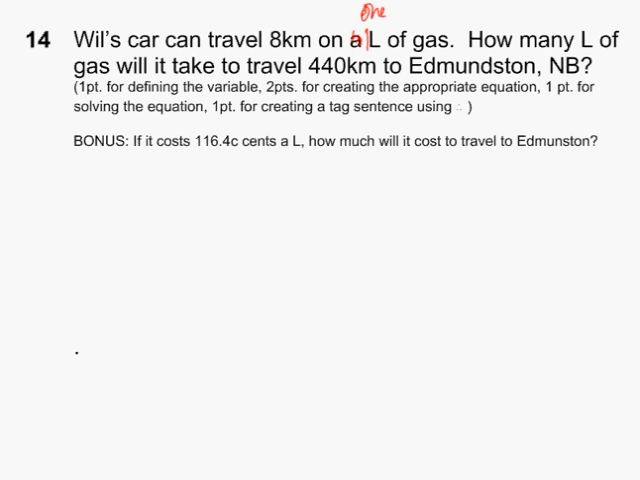So the first thing it says to do is define your variable. So what we're going to do is we're going to make x equal, and usually, whatever the question is, that's really what your variable is. Because if you don't know a number, you're usually going to solve for it, and that's going to be your solution to the question. So x is going to be the number of liters of gas needed to go to Edmundston. Okay. So the first thing I did was to define my variable. Now the next thing, which is the harder part, is I have to create an appropriate equation.